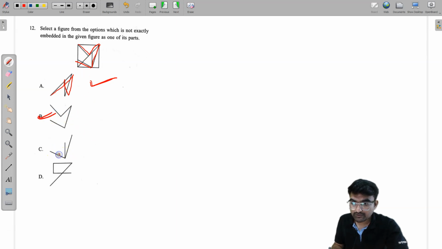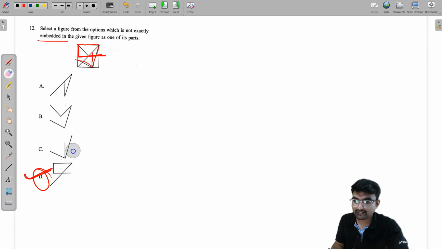Now let's check option C. Now I can't see if there is anyone which is like C, correct? No, wait, this is C, right? So C is also there. So the last option is D. Now let's check that. Okay, horizontal one, straight one. But there is no other horizontal line. So D is not exactly embedded in the given figure. So it is the required option. So option number D is the correct answer, right?